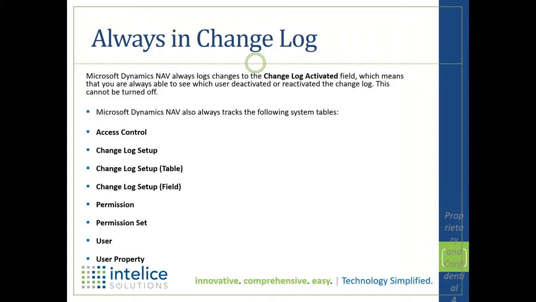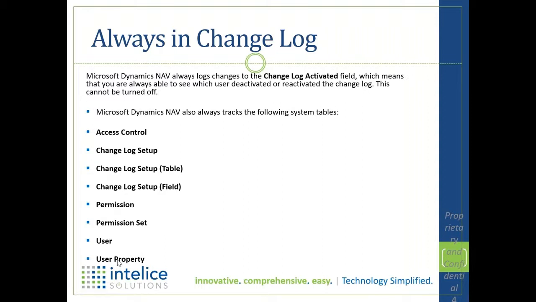The main thing is that I showed you that some records are captured in the changelog automatically without you ever having to turn on changelog. And these are those tables. So access control is user logins, basically. The changelog setup I'm going to get into, but it basically turns changelog on and off, so that's always captured. What tables you're going to capture in changelog, turned on and off, and fields that you're going to capture. And the last four have to do with user logins.